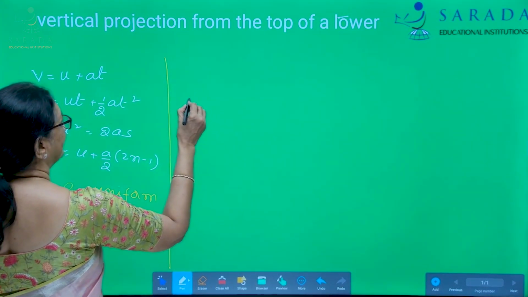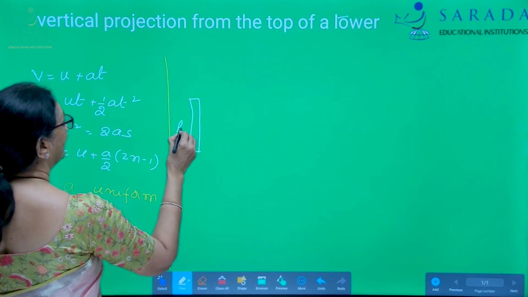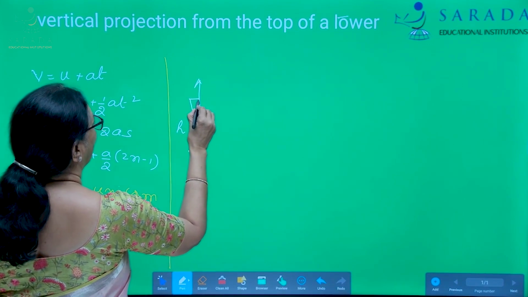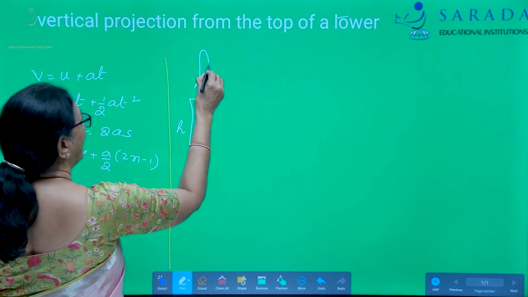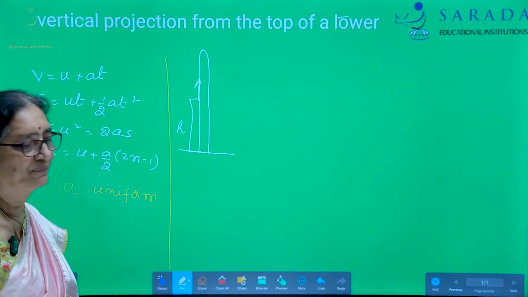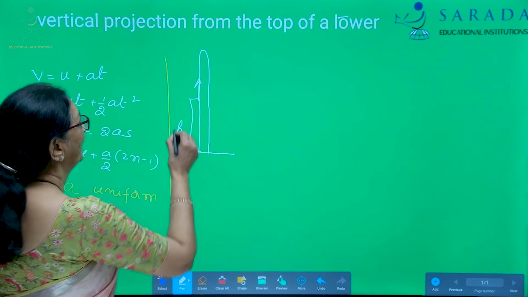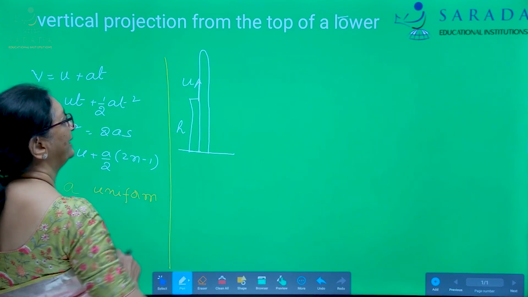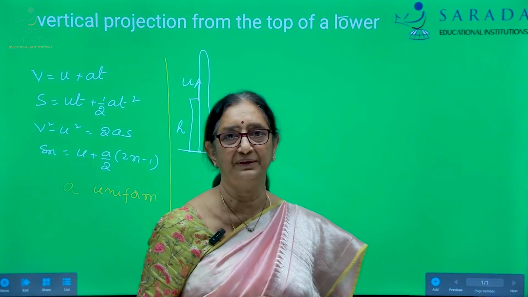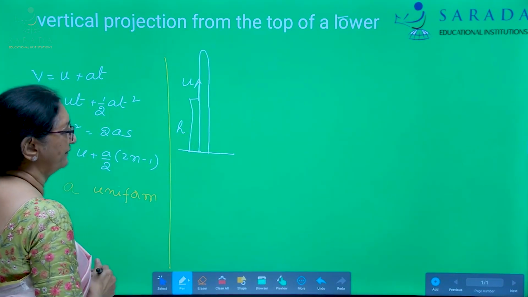Let us consider a tower of height h. From the top of the tower, a body is projected vertically up with a velocity u. It reaches a maximum height and then it comes back to the ground.